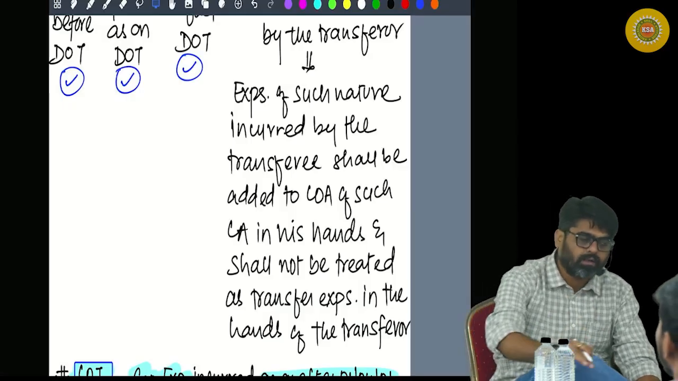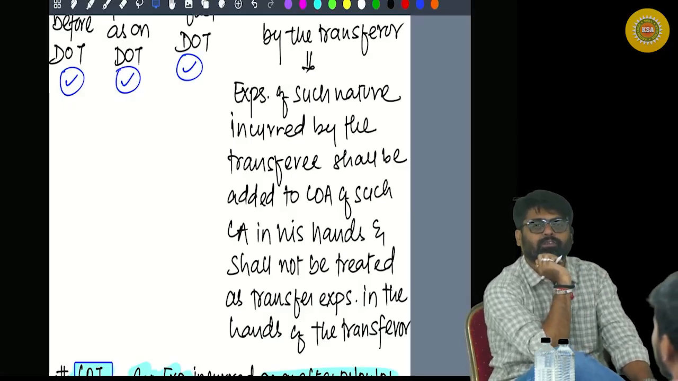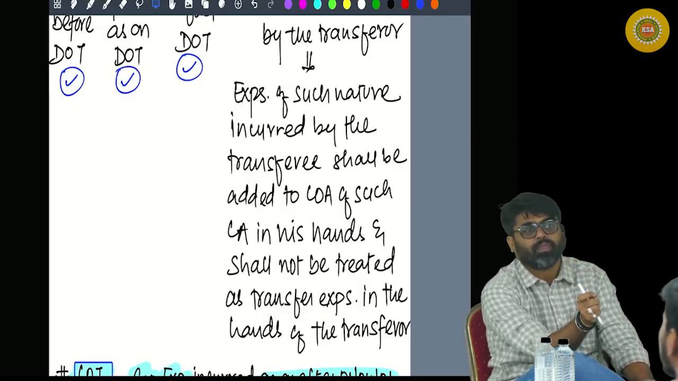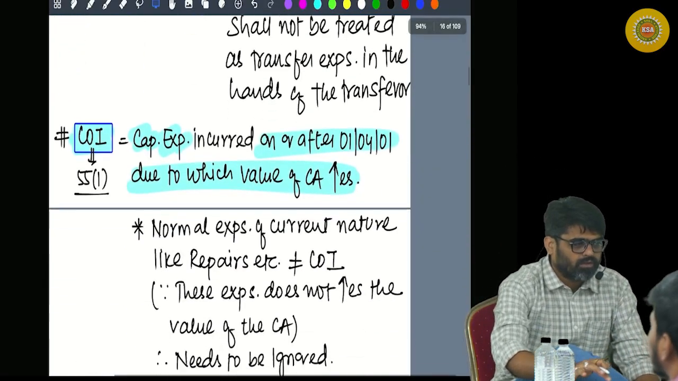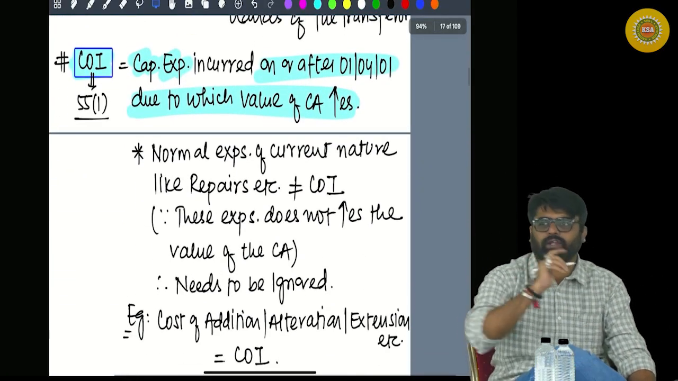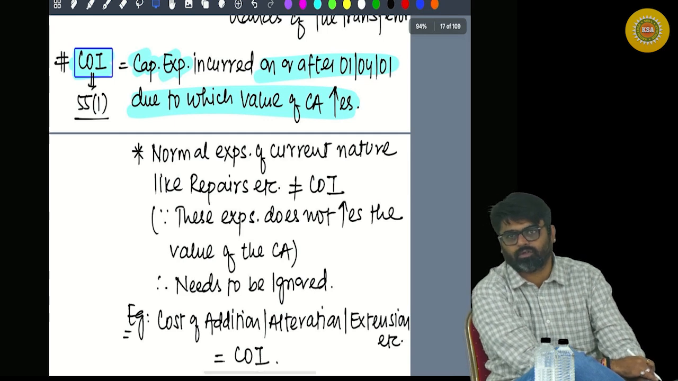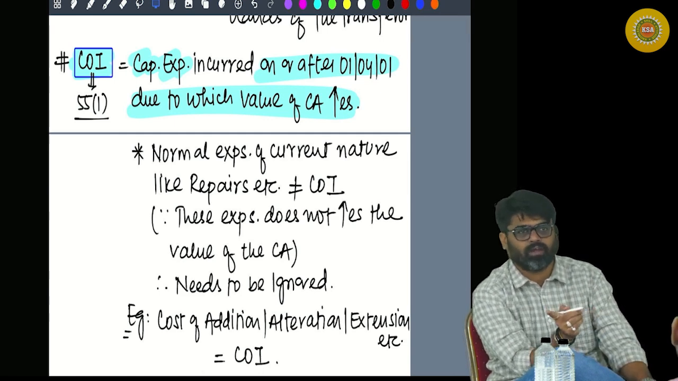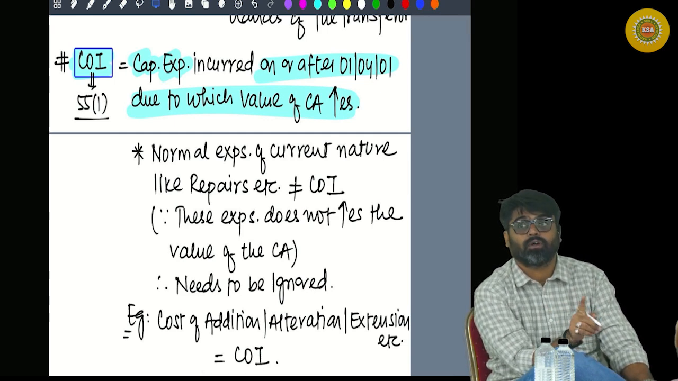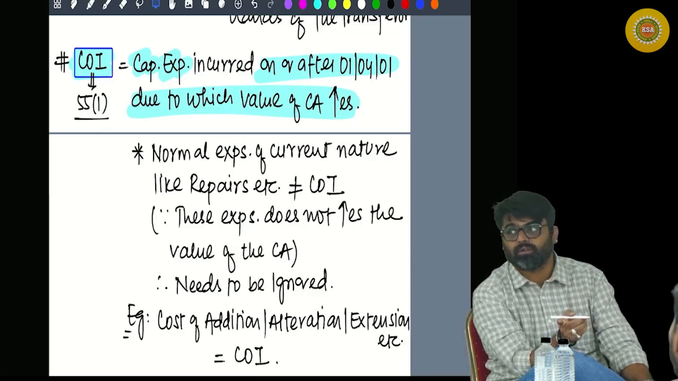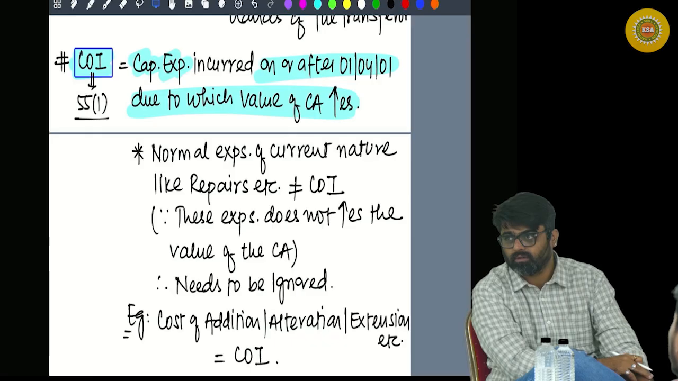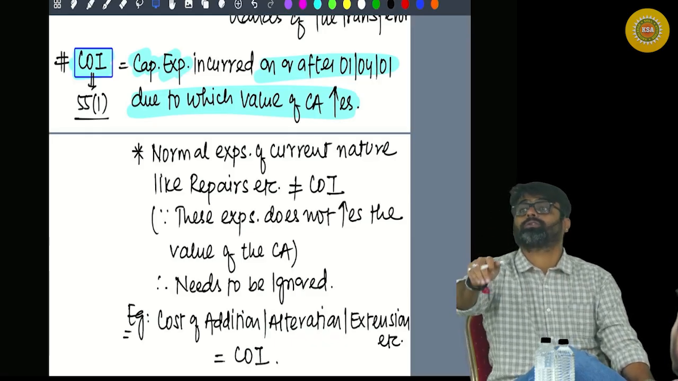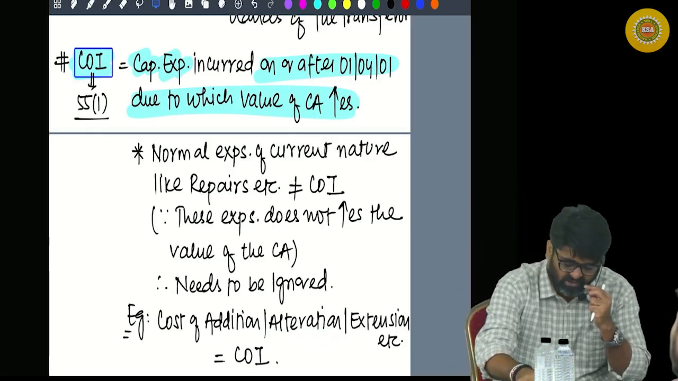Yes or no? Now, after reducing transfer expense, what you will get? Net consideration. Yes or no? Now, from that net consideration, two things you are supposed to reduce. Two things. Number one, cost of acquisition and cost of improvement. So, are you a transferor? Transferring your capital asset. So, what will be the cost of acquisition of that capital asset?